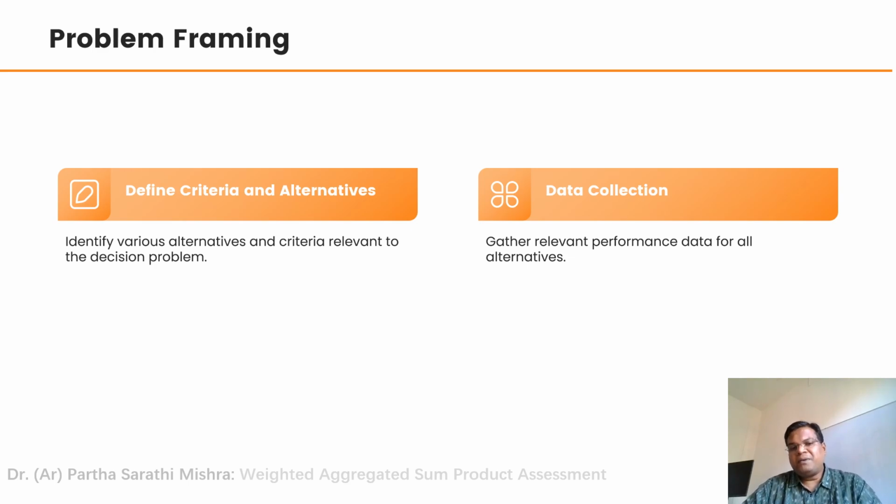Gathering relevant performance data for all alternatives is very much important. The data may be in different units, so we have to collect all the data. Maybe some are qualitative data, some are quantitative data. For quantitative data we don't have any problem, but qualitative data we have to put on a scale, whether it is a Likert scale or an ordinal scale. So at the end we have to collect data for framing this process of the Waspas method.